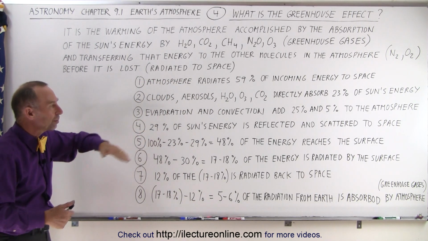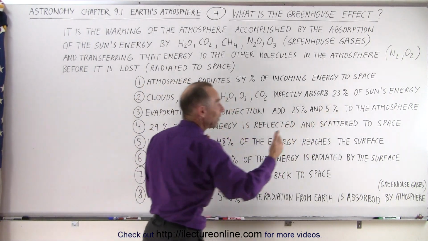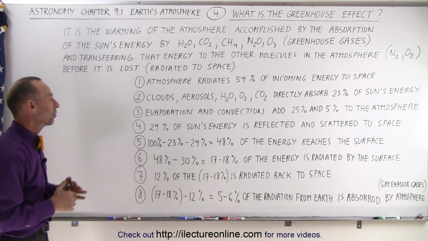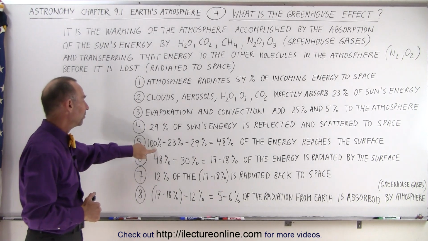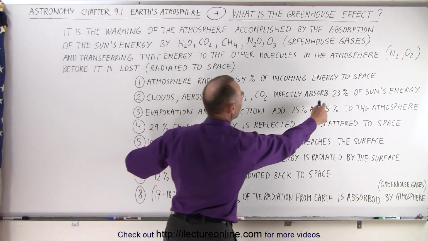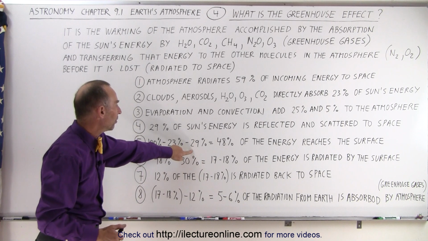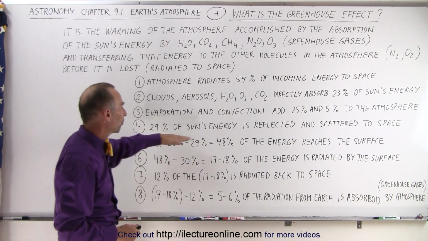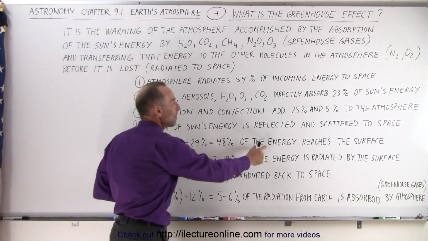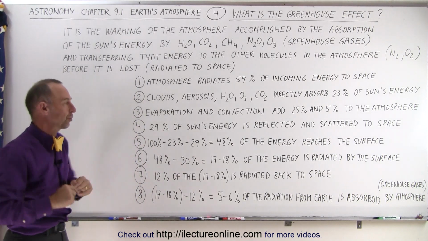29% of the incoming energy is simply reflected back into space, either reflected or scattered, so it never comes to the surface of the Earth, it never gets absorbed by the atmosphere, it simply goes back into space. So if we take 100% and subtract from that the 23% that's being absorbed, and then the 29%, which is the energy that's reflected back to space, the remainder, which is 48%, makes it to the surface of the Earth. So almost half the sun's energy reaches the surface of the Earth.